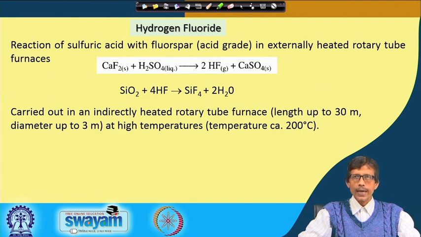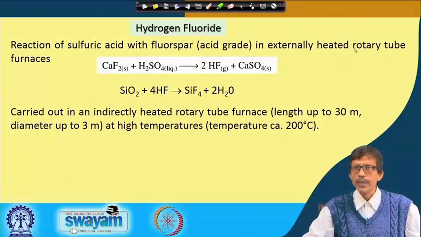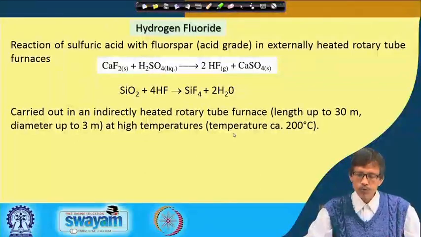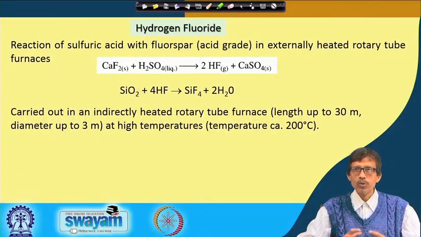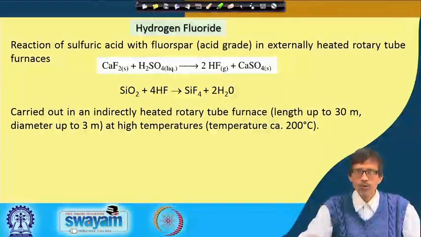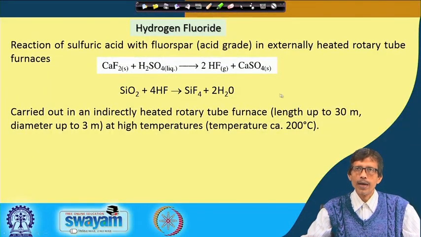The reaction is carried out in an indirectly heated rotary tube furnace. As I told you, this is not only a rotary furnace, a special type of furnace, but a tube furnace where the length is 30 meters and diameter is up to 3 meters. So, it is a huge one. It is tube shaped and withstands a high temperature of 200 degrees centigrade. So, it is a very high temperature reaction to treat your fluorspar with sulfuric acid.